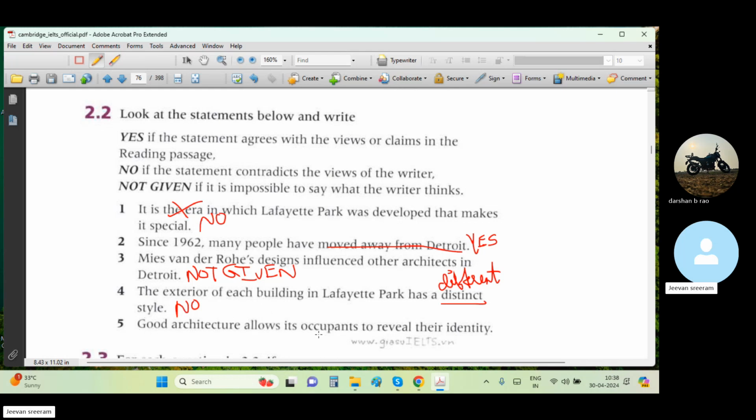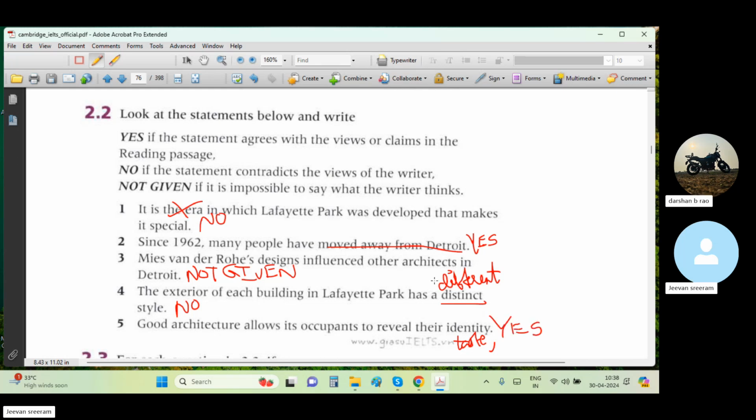Good architecture allows its occupants to reveal their taste. Identity, it gives a sense of their character, their taste, their preferences. So how about this statement? Good architecture allows its residents to bring out their taste. Yes. The last sentence the author said. Yes.